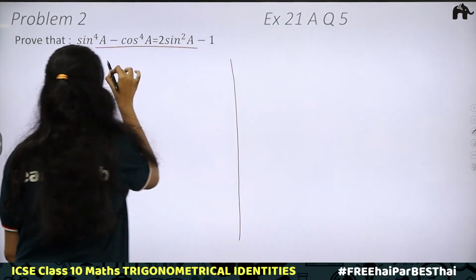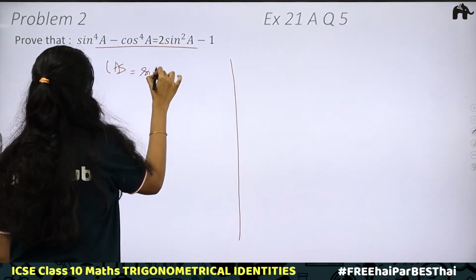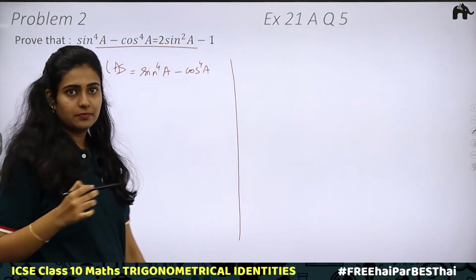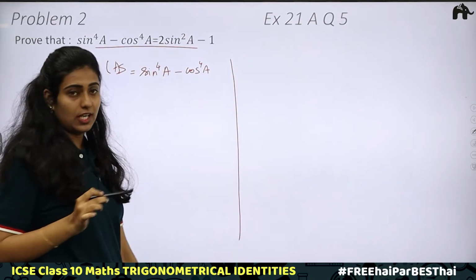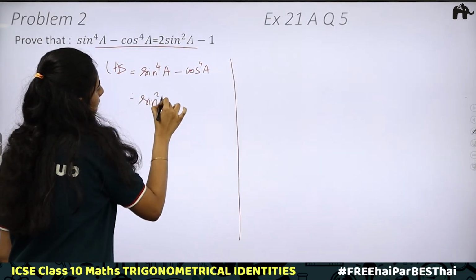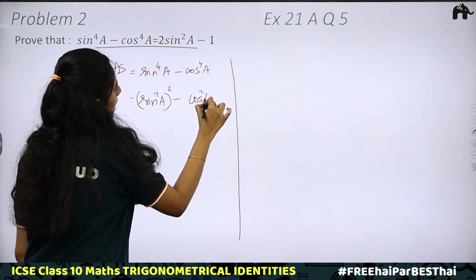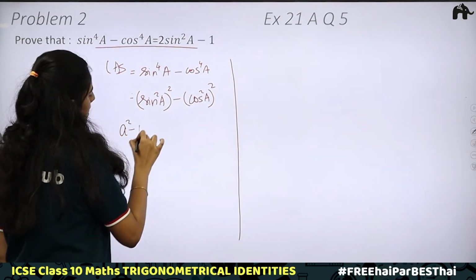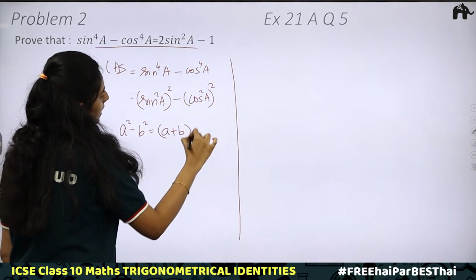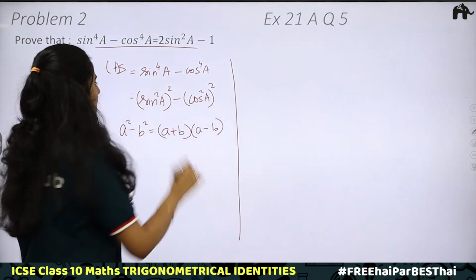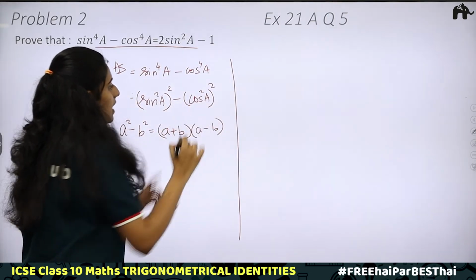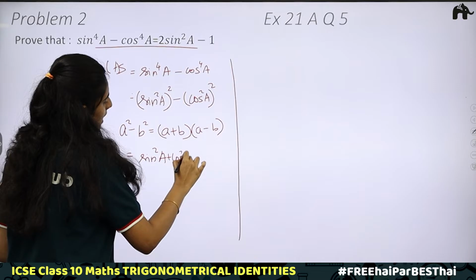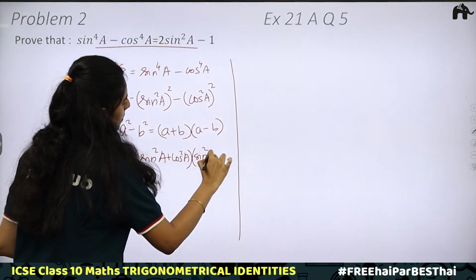Here, LHS, we have sin raised to 4A minus cos raised to 4A. What should be done? When the power 4 is there, here we have sin raised to 4A and cos raised to 4A. This can be written as sin square A whole square minus cos square A whole square. Now this is in the form A square minus B square. We have A square minus B square equal to A plus B into A minus B. In place of A we have sin square A, in place of B we have cos square A. This is equal to sin square A plus cos square A into sin square A minus cos square A.